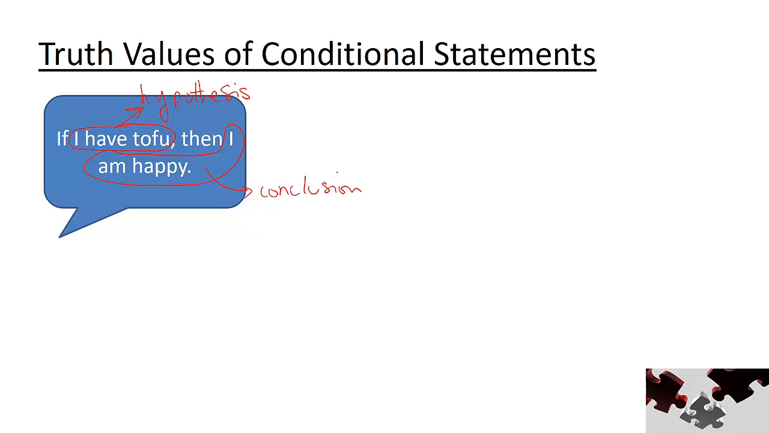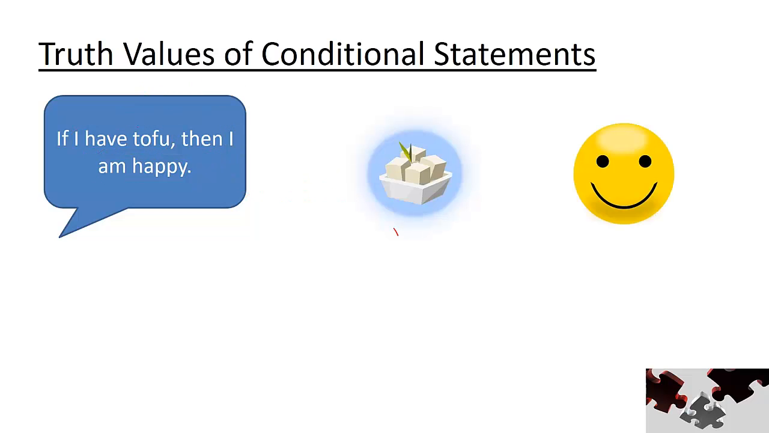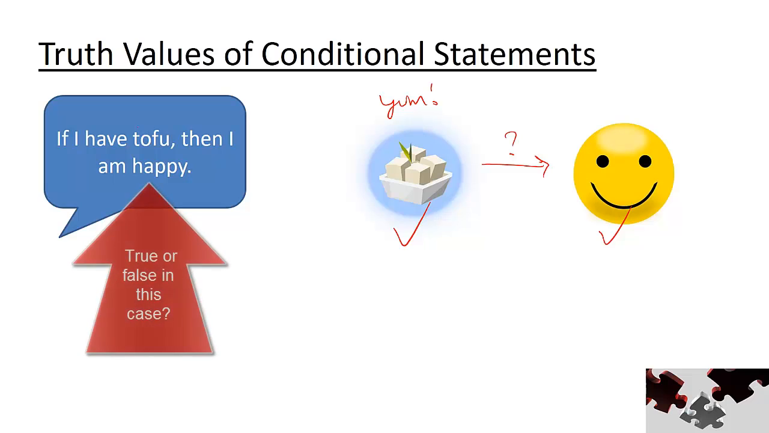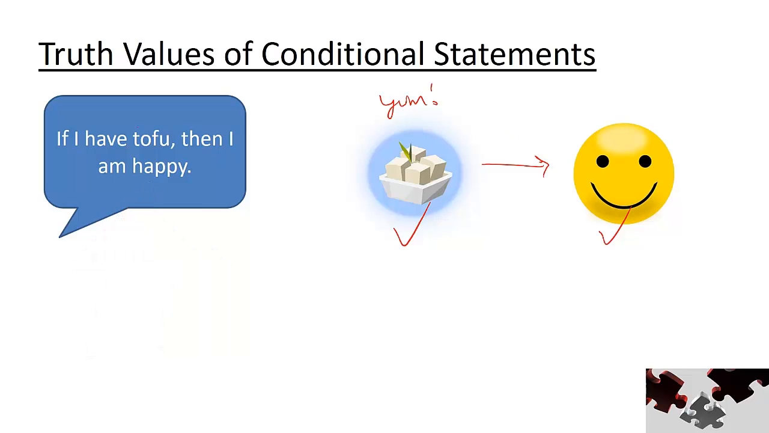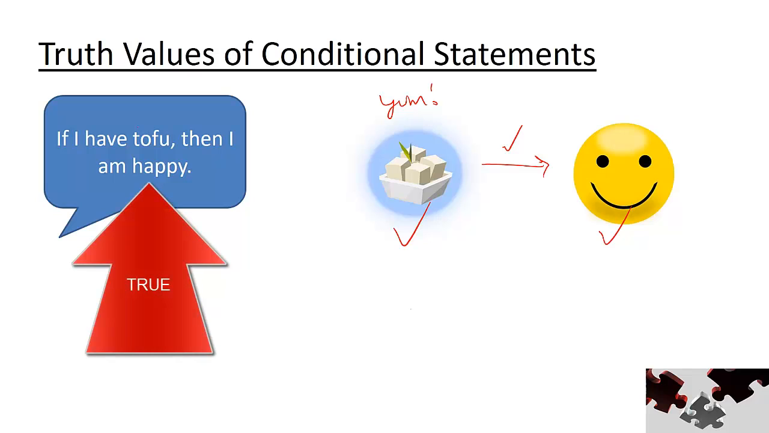Let's see what happens if we know some information about the hypothesis and the conclusion. Suppose that we have tofu, and we are happy. How do you feel about the implication, if I have tofu, then I am happy? Do you believe it to be true? Sure. When we have tofu, the conditional statement says that we should be happy. In other words, when both our hypothesis and conclusion are true, if A, then B is also going to be true.